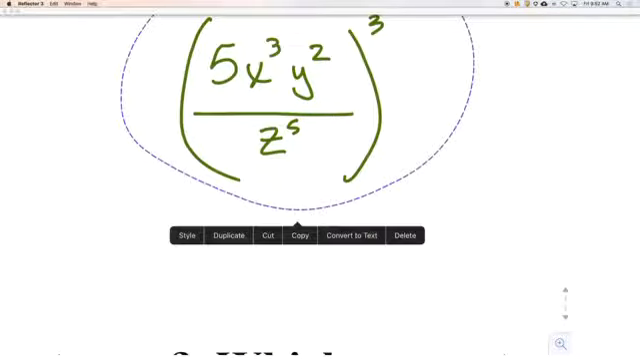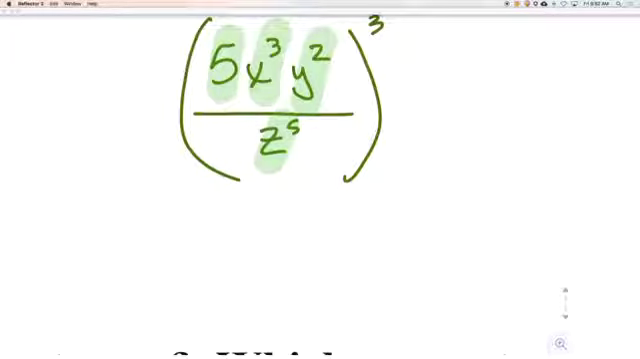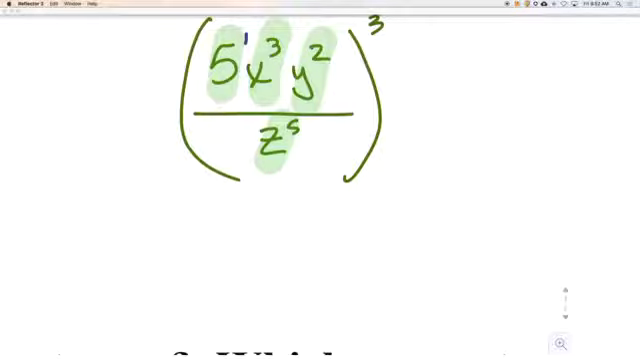Okay, so let me count. Inside I have 1, 2, 3, 4 factor groups. These only work with factors, not terms. So I'm going to distribute the exponent of 3 to the exponent on all 4 of the factors. Well, 3 of the 4 factors have visible exponents. The first one does not, so I am going to drop in a 1 right there. And now I have a target for my 3.